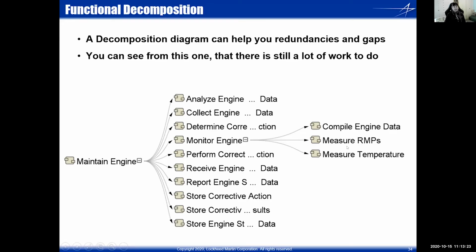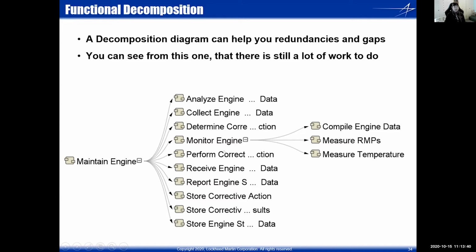And again, I can use this to see what is impacted if something changes. Maybe something changes in here. It's going to have downstream impacts, and it could have upstream impacts. And I can follow these relationships to see what is going to have to change as a result of something in here.